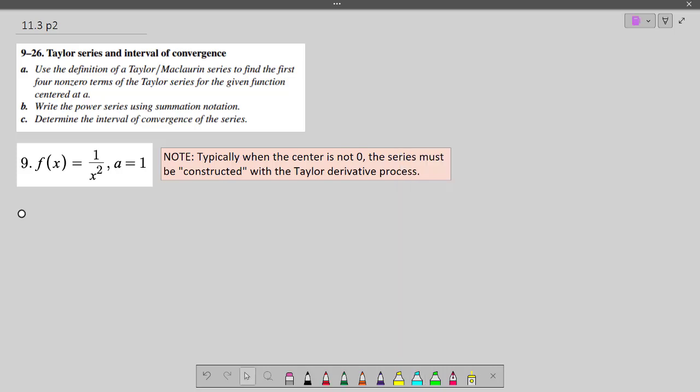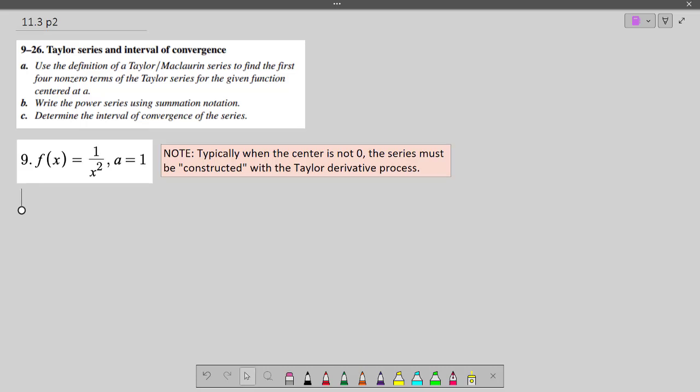So here we have a function. We want to build its Taylor series. Notice the center is not 0. So all the ones that we were just dealing with, when the center is 0, aka a Maclaurin series, usually you take one of our common 12 and manipulate it, doing something. But if the center is not 0, break out the hammer and nails. We have to construct the Taylor series. And we do that with derivatives.